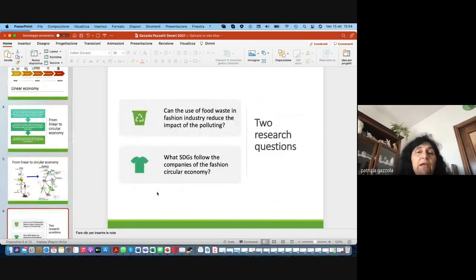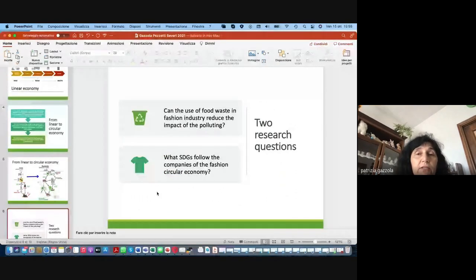Then we have two research questions. The first research question: if we want to reuse that kind of waste, can we use food waste for the fashion industry? And in this way, we can reduce the impact of the pollution.